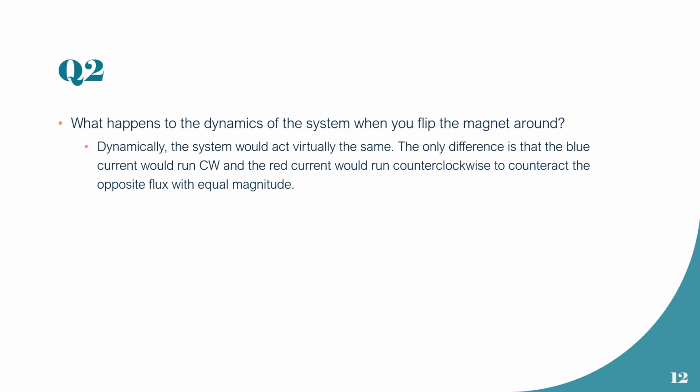Next, what happens to the dynamics of the system when you flip the magnet? Dynamically, the system acts virtually the same. The only difference is that the blue current would run clockwise and the red current would run counterclockwise to counteract the opposite flux with equal magnitude.